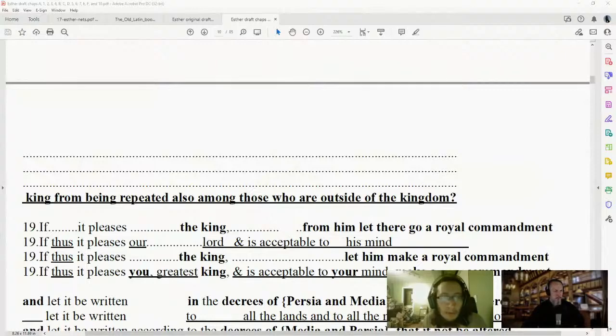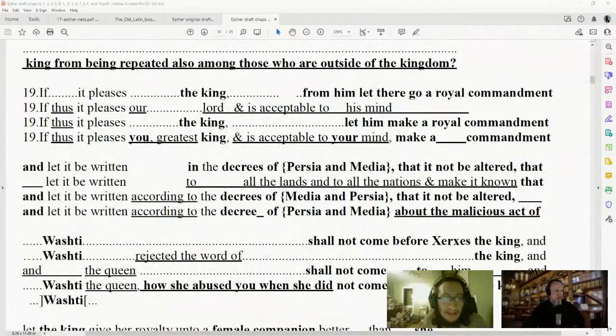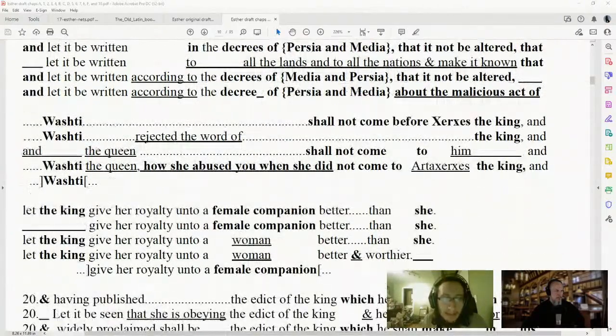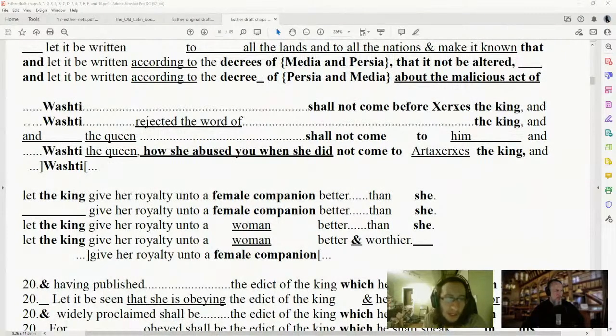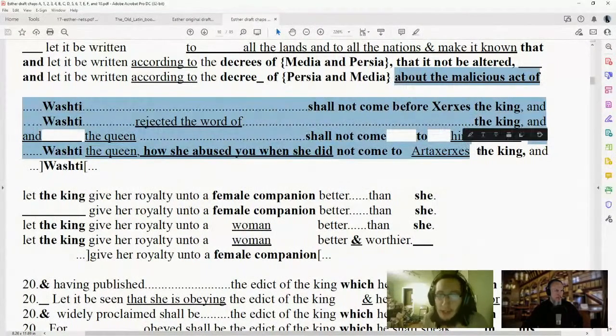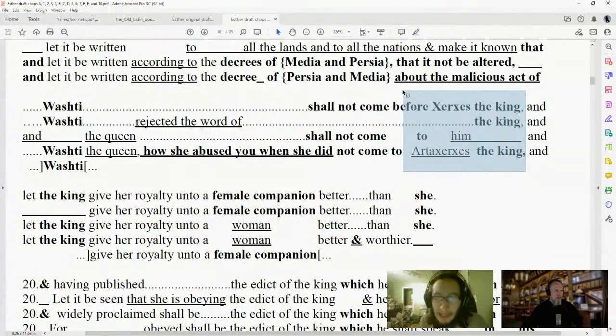Okay. Verse 19, at the very end, it says Washti in the Masoretic and Alpha, but in the Septuagint it just says the queen. But in the Old Latin it says Washti the queen. So it seems like the Old Latin took the two versions and combined them together. And the Masoretic says Xerxes the king. Old Latin says Artaxerxes the king. Alpha says the king, and Septuagint says him. So that makes it more complicated which reading is the correct reading. I would say the correct reading is probably "him" or "the king," and not "Xerxes the king" or "Artaxerxes the king."